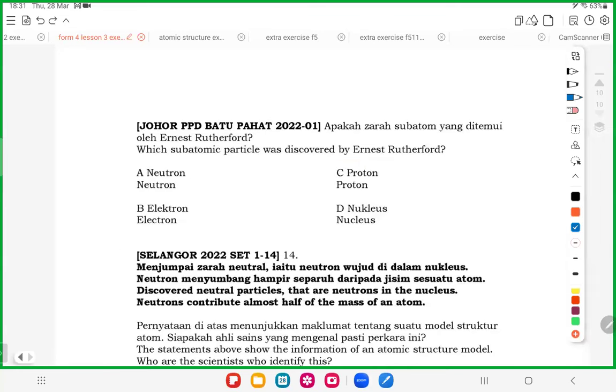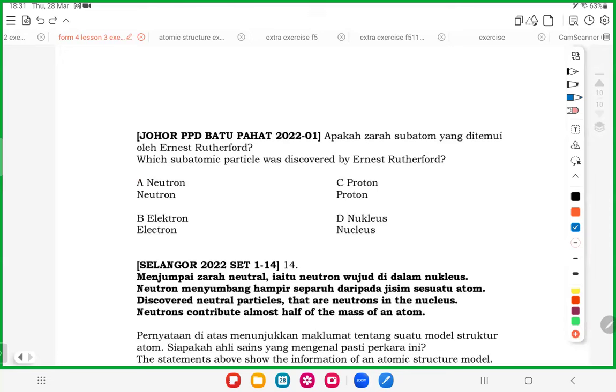Okay, I get a question in the chat box. Do I need to memorize the structure? Yes, you all need to know how to draw. It's actually quite easy, lah, to draw the picture. Okay, you need to know how to draw as well.